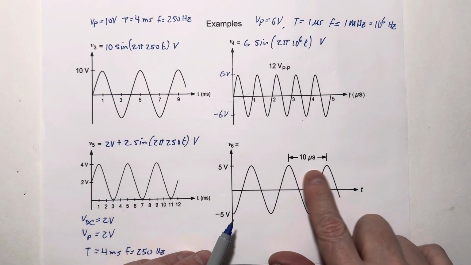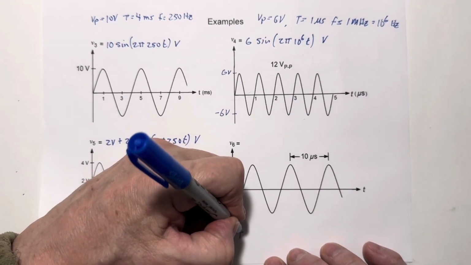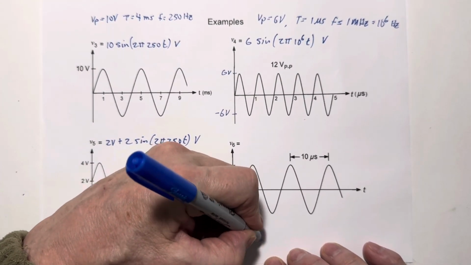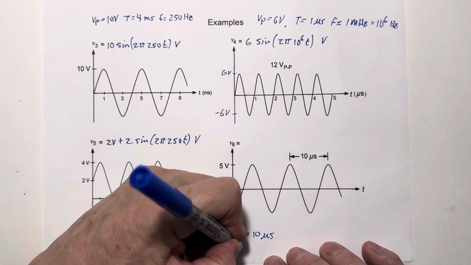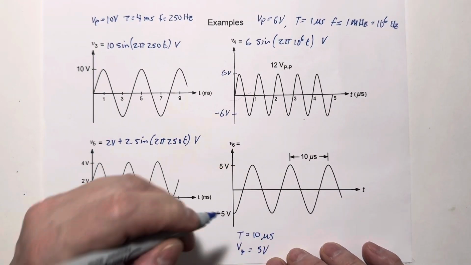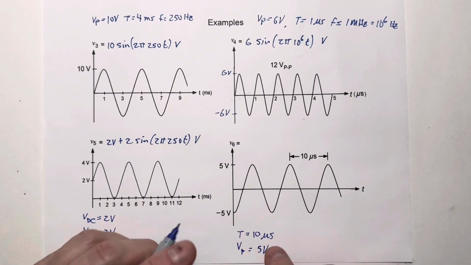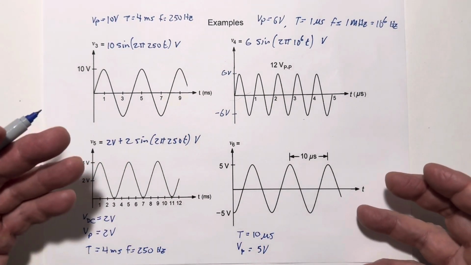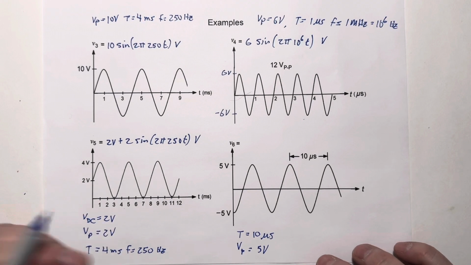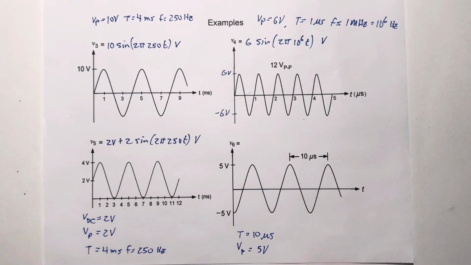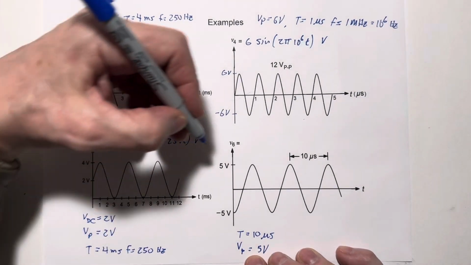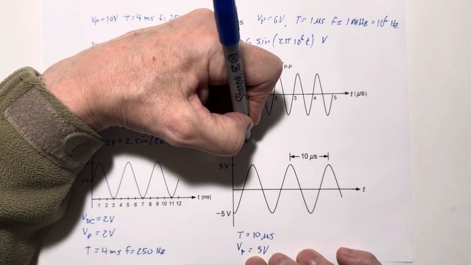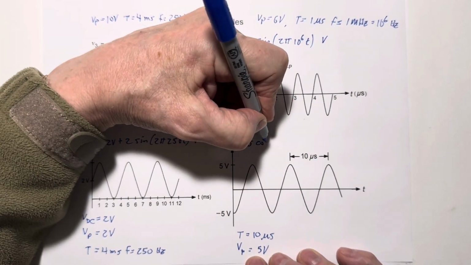All right, the last waveform, V sub 6. Well, it's got a period of 10 microseconds, so that's easy. Its peak amplitude is 5 volts, but this one is a cosine wave flipped over, so it's an inverted cosine. And, well, that's easy enough to account for. We're just going to write this equation as minus 5 cosine.